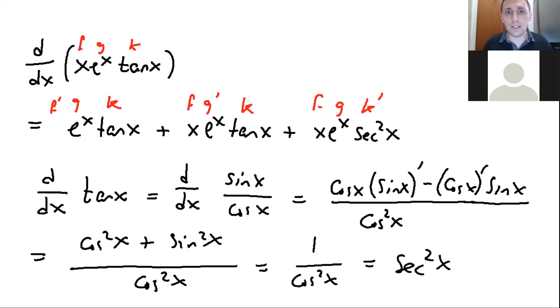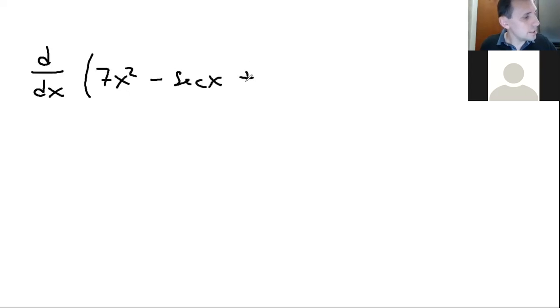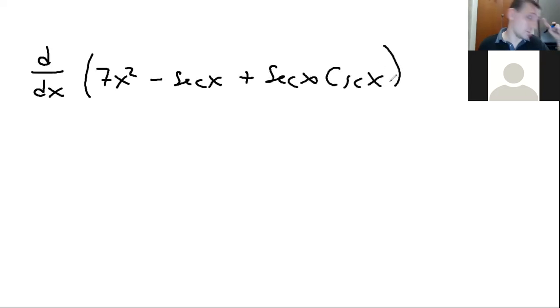So let's look at the next problem. The next problem is derivative of 7x squared minus secant x plus secant x cosecant x. So derivative of, again, I forget, 7x squared minus secant x. And did I say plus secant x cosecant x? I feel like after a stroke, I don't remember anything.